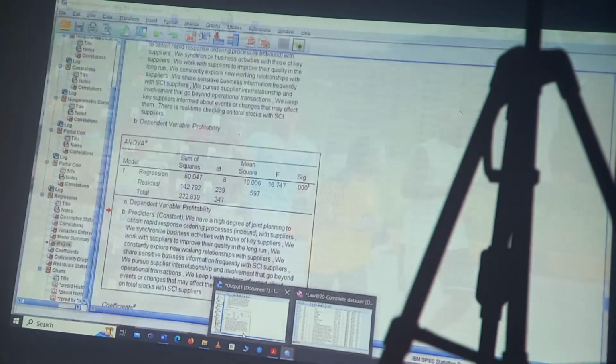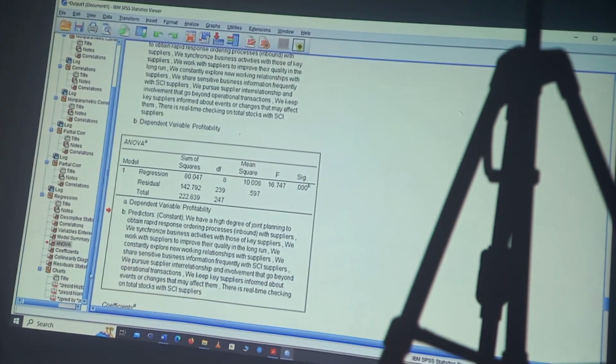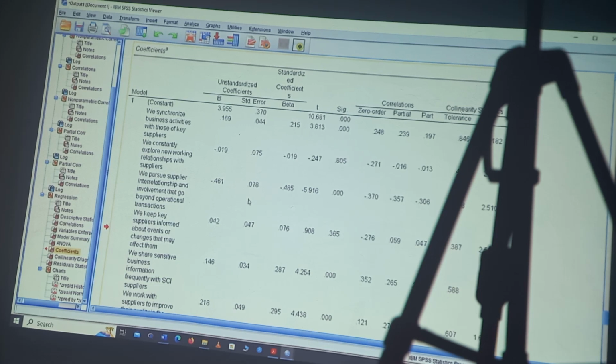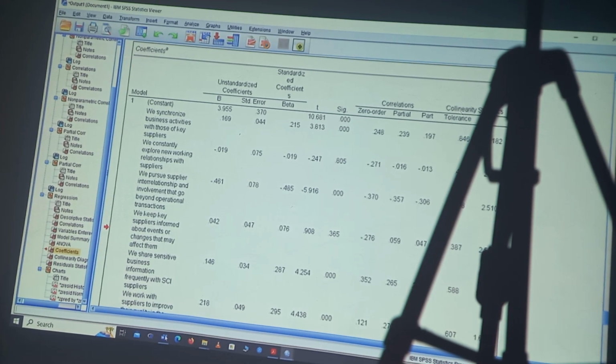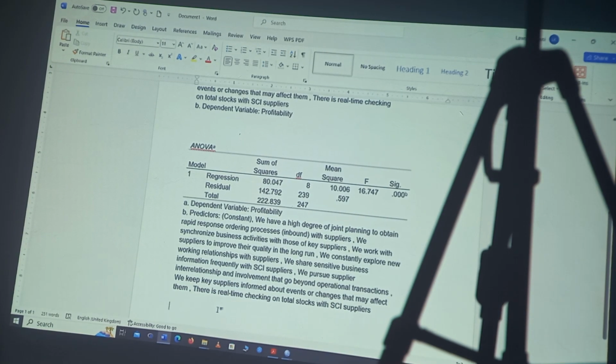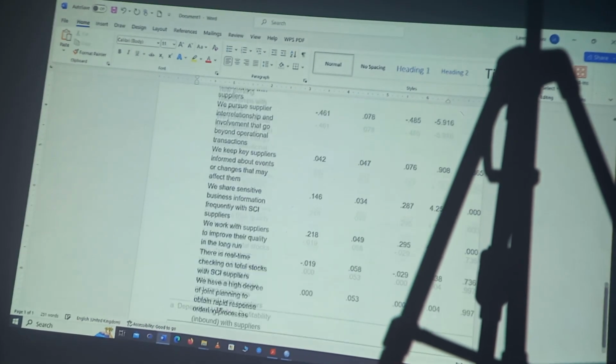Right. So instead of scrolling down, just go and search for it. Then you go to coefficients. I told you coefficients, look at the contributions. So we copy the coefficients and then place them.